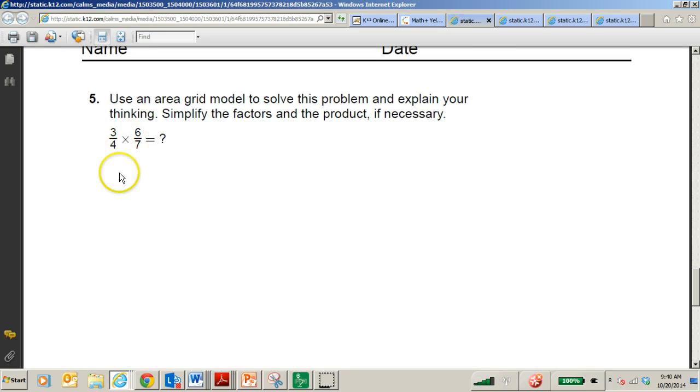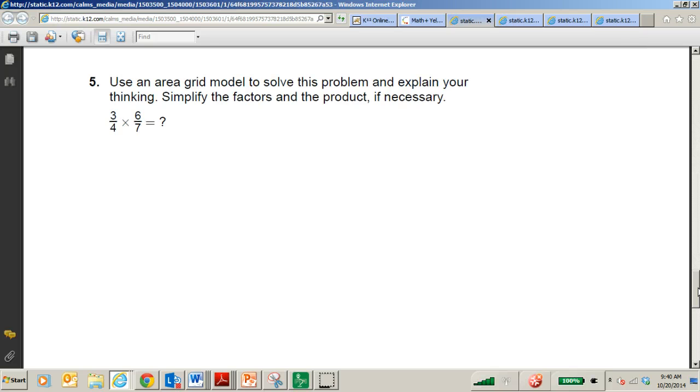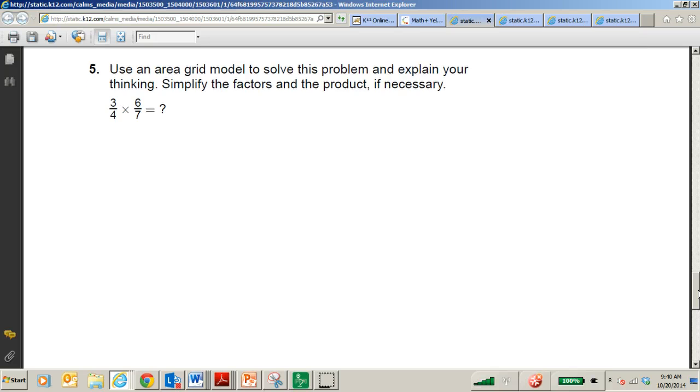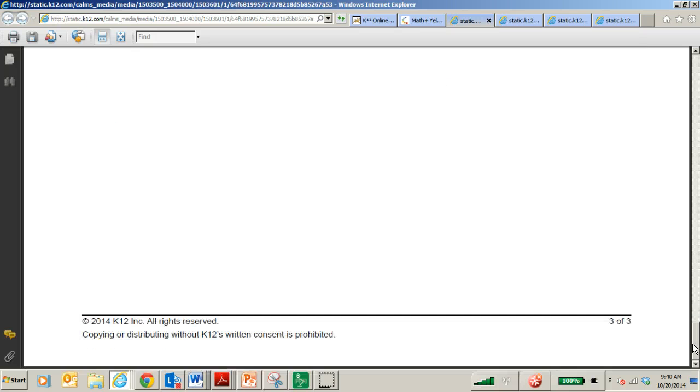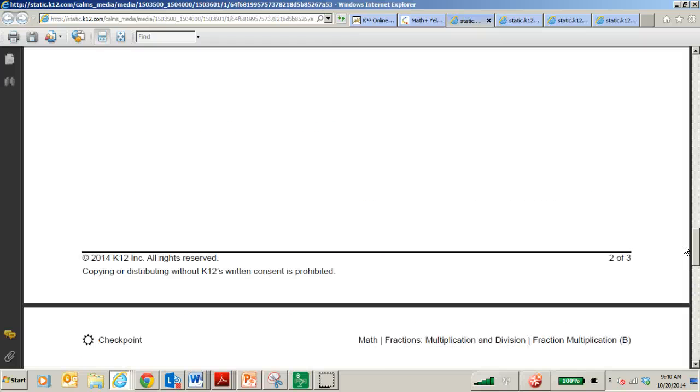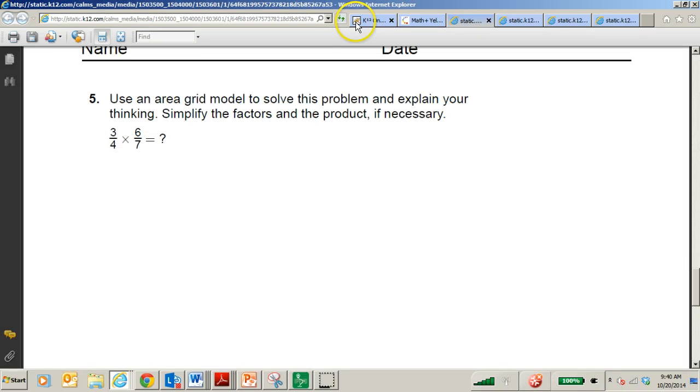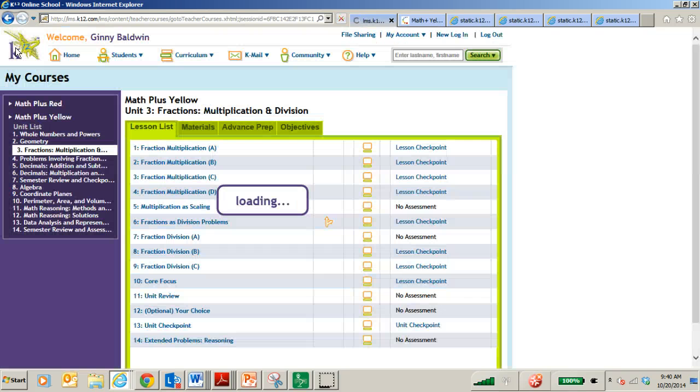Here's another one where you can draw a grid on your own and use the even circles and X's, or make it with the transparency paper. And then those are the only questions that are in the checkpoint. So hopefully this helps you be successful with fraction multiplication lesson B.